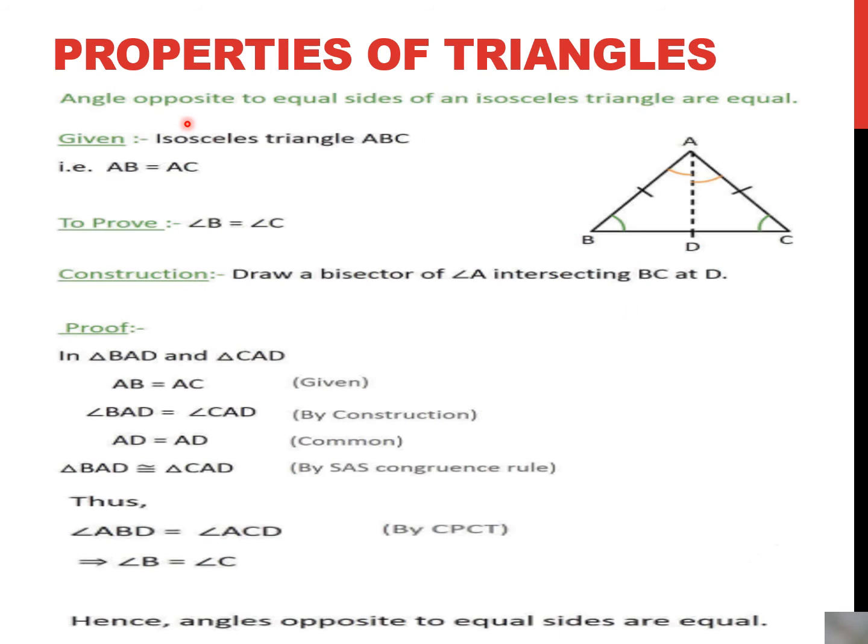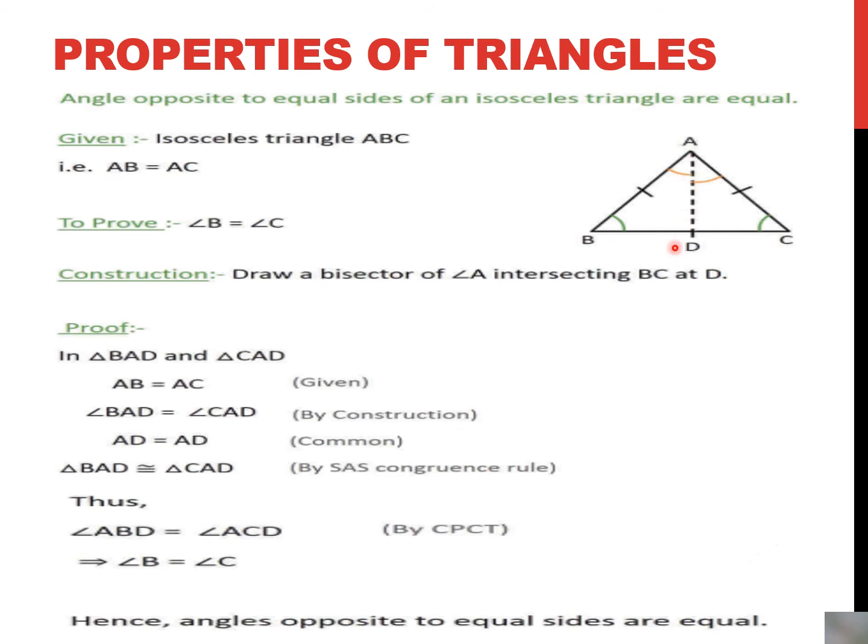Now we are learning this property of the isosceles triangle, that if there are two sides like AB equal to AC, then angle B has to be equal to angle C. So angles opposite to the equal sides of an isosceles triangle are equal. You are given AB equal to AC, and you want to prove that angle B is equal to angle C. We draw a bisector of angle A, which touches BC at D. Now we are taking two triangles, BAD and CAD.